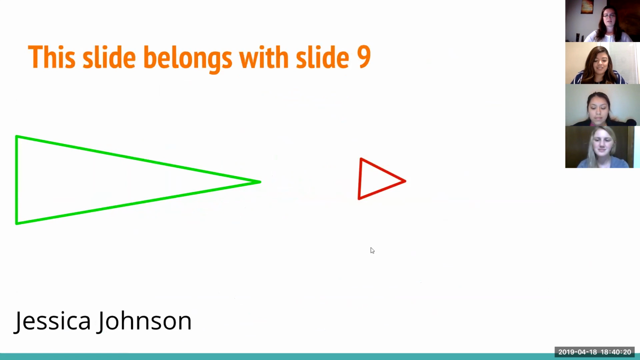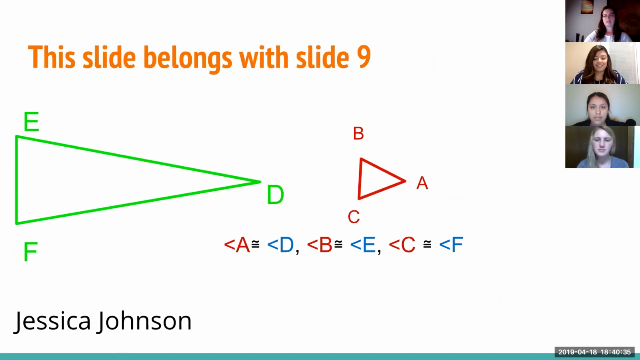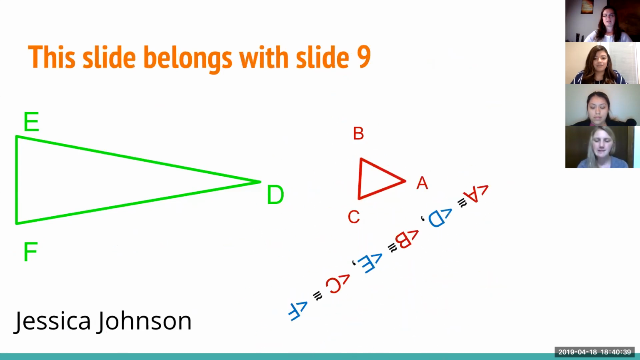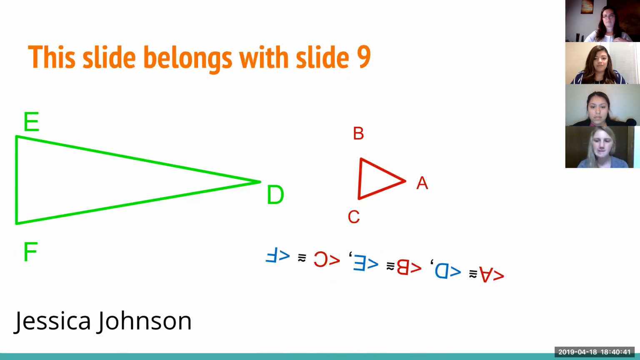If we labeled our triangles, we would see that we also have congruent angles because the triangles are similar. The smaller triangle is labeled ABC, and the larger triangle is DEF. Angle A is congruent with angle D, angle B is congruent with angle E, and angle C is congruent with angle F.